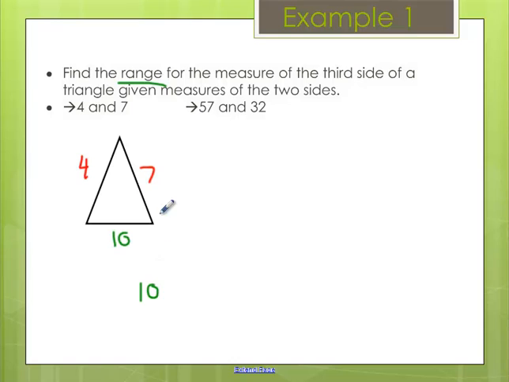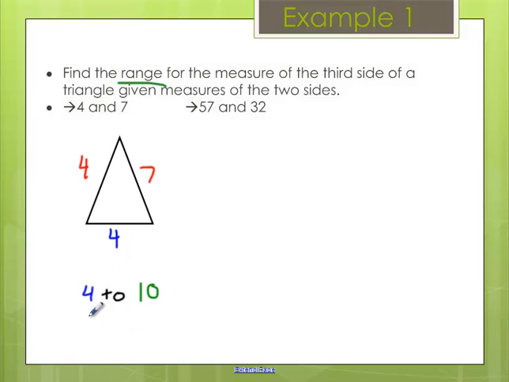Let's work backwards now and let's find the smallest side. What if I said, let's start from 4. 4 plus 4 is bigger than 7. But if I change that to a 3, 4 plus 3 is 7. So it can't be 3 because 4 plus 3 equals 7. So the smallest that side could be is 4. So my sides for this triangle can be anywhere between 4 and 10.